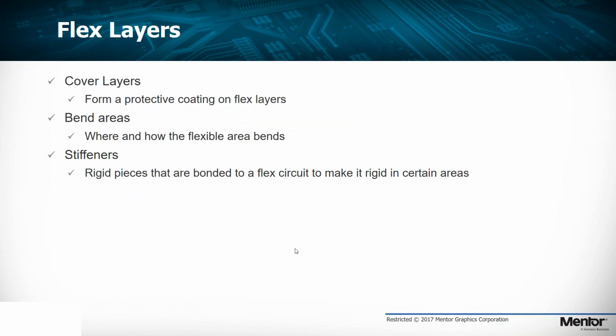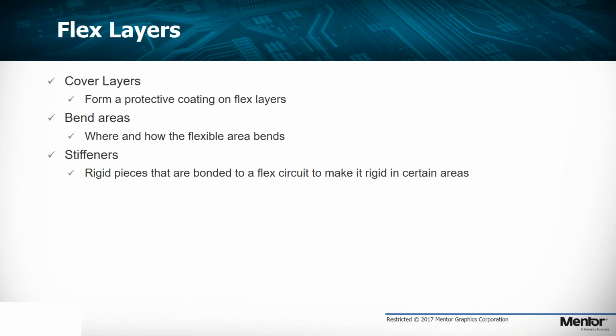Just a quick basics on some flex layers if you're not familiar with these terms. Cover layers are basically a protective coating on the flex layers. This does have to be built into the library part, but again, Xpedition has great DRC rules on this and ensures that all your parts are set up correctly and will notify you of any errors if you're missing any cover layers on your component pads.